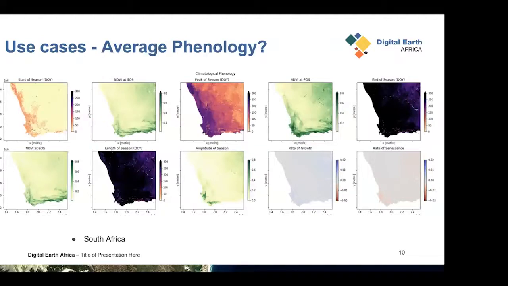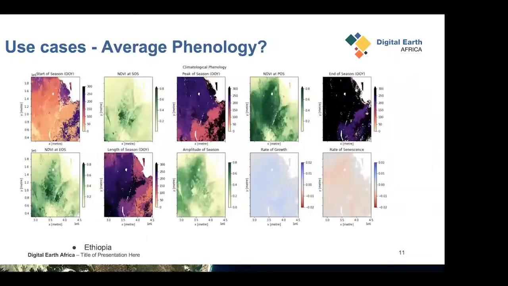Based on this, you can actually calculate the average phenology for some areas. So this is for South Africa. By picking the NDVI standardized anomaly, you calculate it. And this is also for Ethiopia, average phenology for these areas.